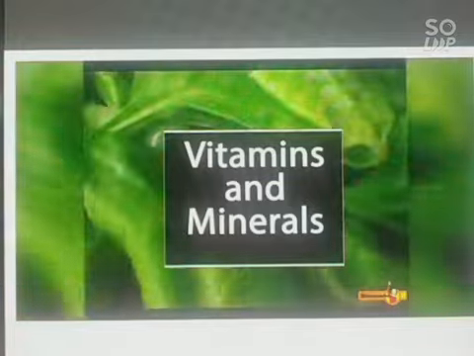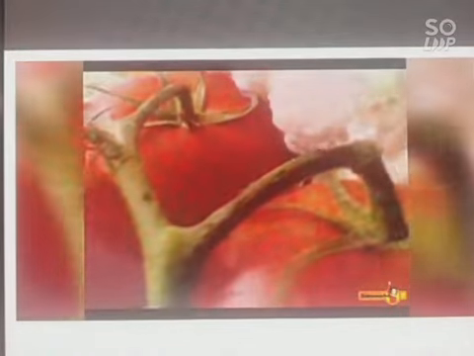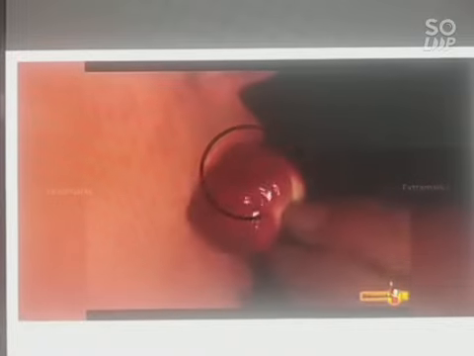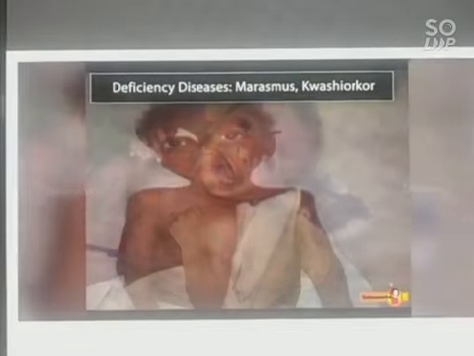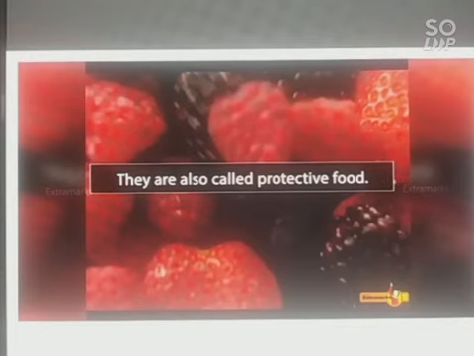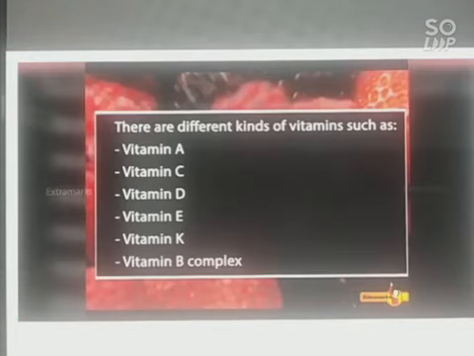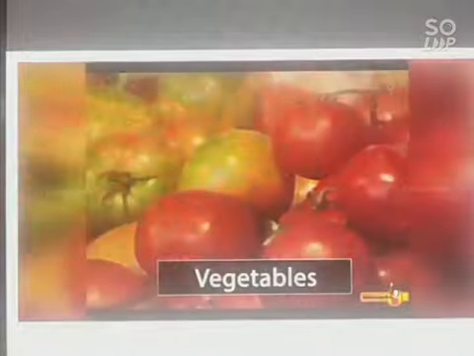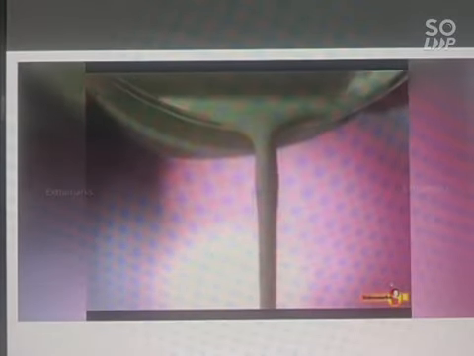Vitamins and minerals are required in a very small amount in the body. They maintain the function of the body and therefore their absence results in deficiency diseases. Hence, they are also called protective food. There are different kinds of vitamins such as vitamin A, vitamin C, vitamin D, vitamin E, vitamin K, and vitamin B complex. Sources of all types of vitamins and minerals are fruits, vegetables, egg, milk, etc.